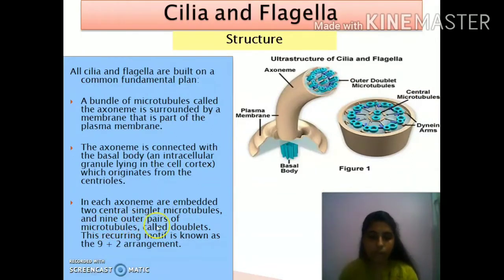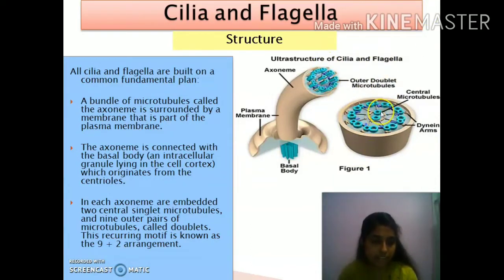and nine outer pairs of microtubules called doublets. Now these two are the central microtubules which are present at the center, and these are surrounded by nine microtubules which are present at the periphery of the axoneme, right? So these are nine in number, and why are they termed as doublets? Because they are present like in a dimer. Can you see? They are present in dimer. See, one, two. These two form a single unit here, and like this nine are there. That means there are nine doublets.